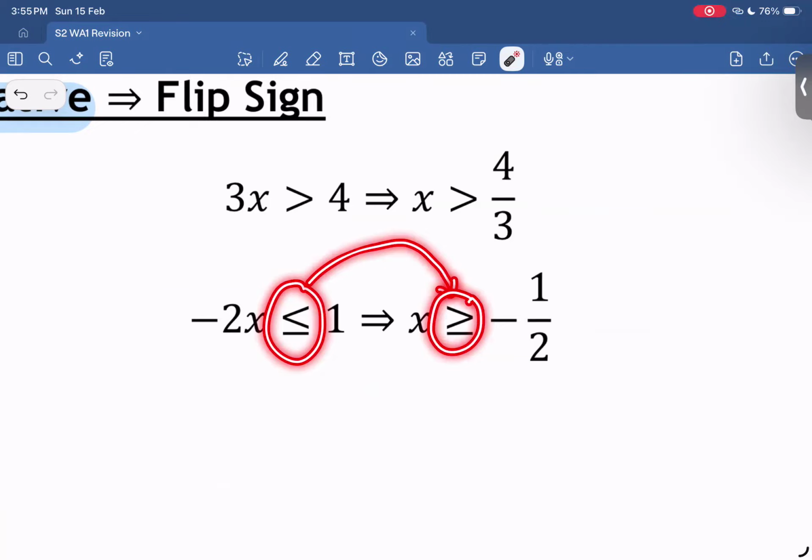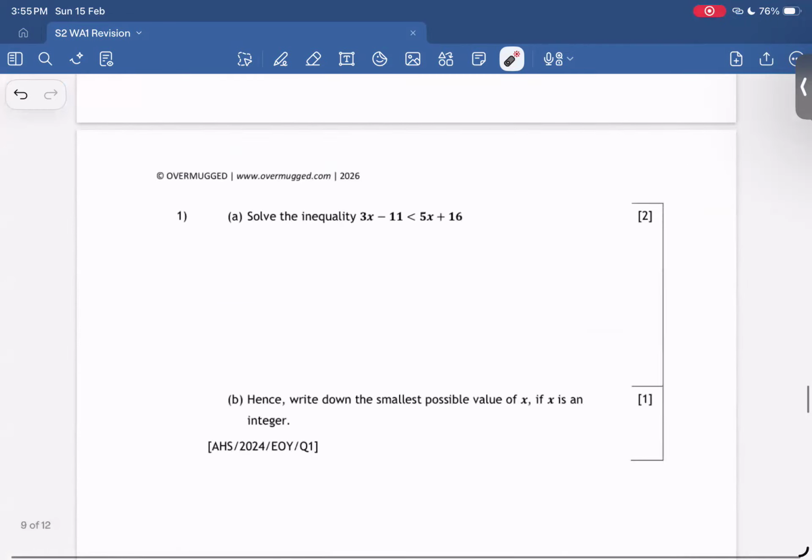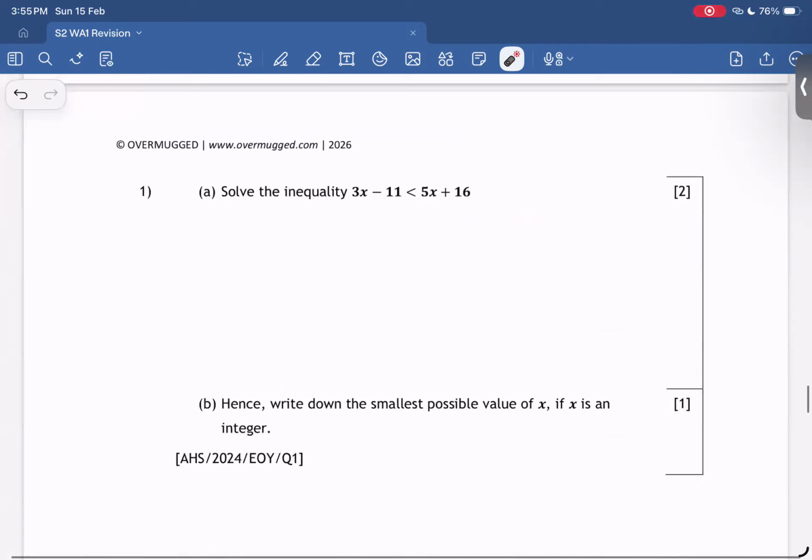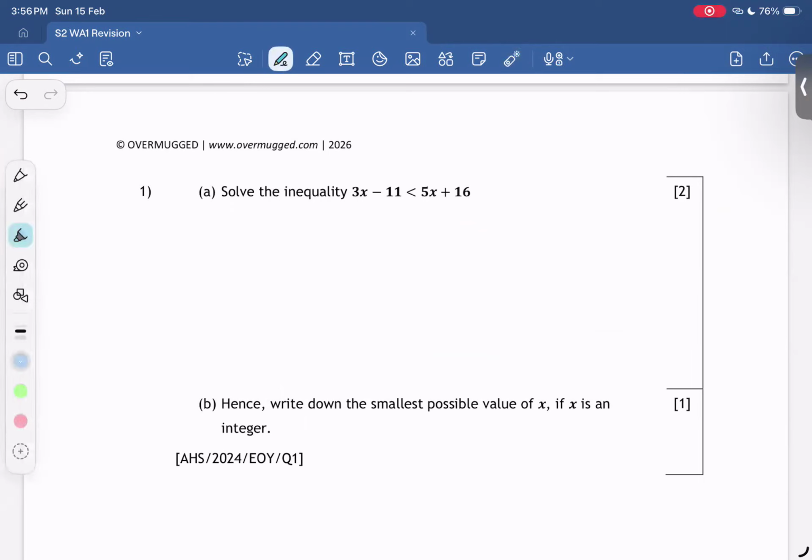So we'll be doing some practice over here. Let's take a look at the first question. Question 1A: they asked to solve the inequality over here. The inequality is 3x minus 11 less than 5x plus 16. What we're going to do here is like what we did for Sec 1 solving of equations. We will shift all my algebra to one side, all my numbers to the other side. So I will write that down first.